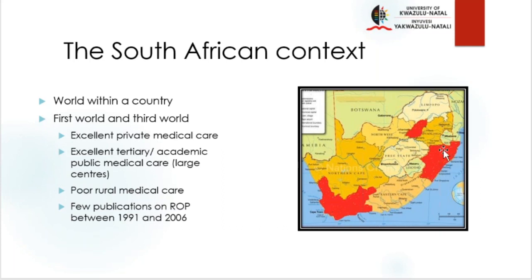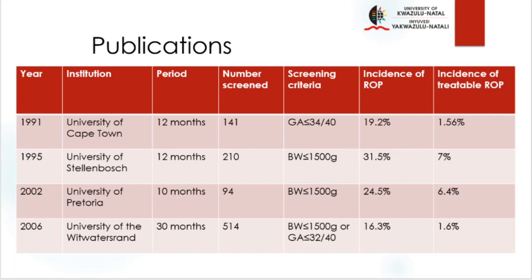So if you look at these publications, you'll find that they were all done at university hospitals. They were not large; small numbers were screened. The screening criteria were similar. The 1991 group had slightly more mature babies. The incidence of ROP ranged between 16 and about 30%, and the incidence of treatable ROP was quite variable, between 1.6 and about 7%, probably because the definition of treatable disease was not always the same in all these studies. But overall, the problem didn't seem to be such a major problem up until 2006.